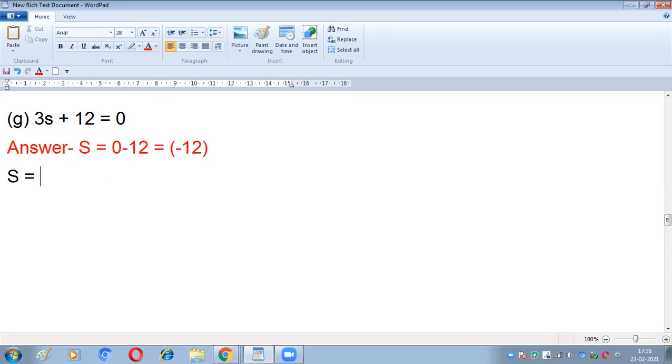So s is equal to minus 12. Here is 3 multiplied by s. So when 3 moves to the right hand side, it will be divided by 3. That means minus 12 divided by 3, which is equal to how much? Minus 4. So our value for s will be minus 4.